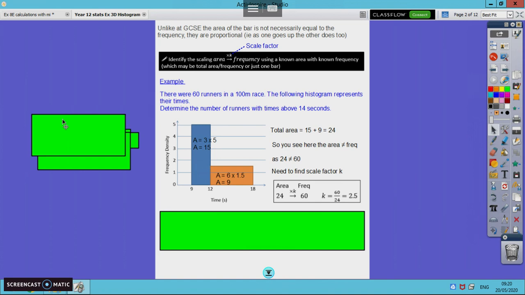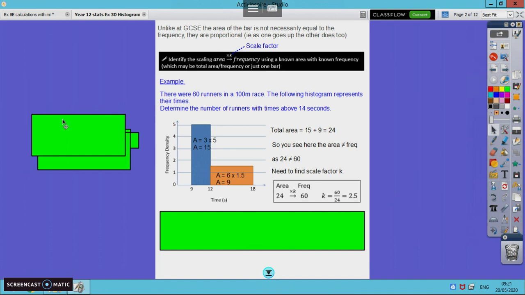So for example, my area of runners that ran between 9 and 12 seconds was 15. I would have to multiply 15 by 2.5 to get the actual frequency of the runners. Same with the other one, I would have to multiply 9 by 2.5 to get the actual correct number of people that ran between 12 and 18 seconds.